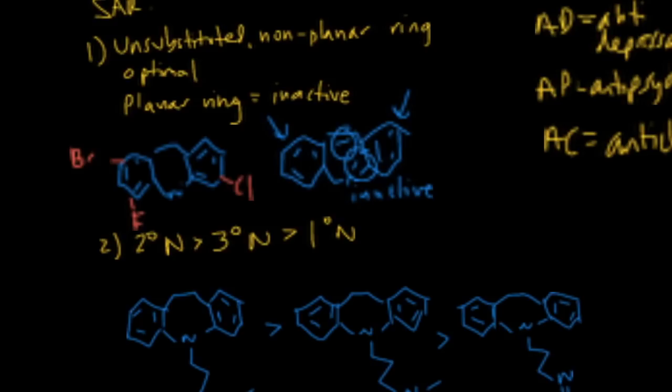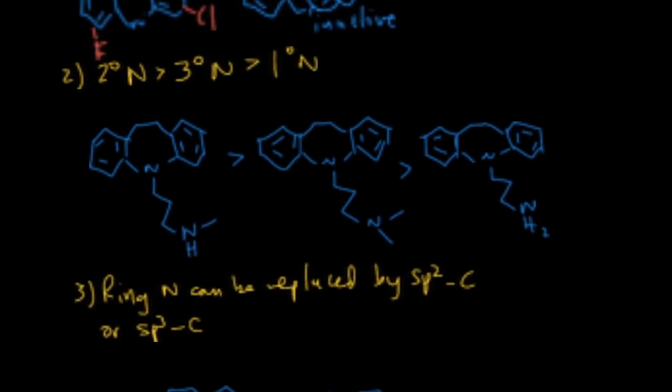Number two, secondary nitrogens are more important than tertiary nitrogens, which are more important than primary amines. So over here, you have a secondary amine, because you only have one, two carbons attached to it, which is more potent than this ring, which has three carbons, therefore it's a tertiary amine, which is more potent than this system over here, which has only one carbon attached to it, therefore it's only a primary amine. So secondary amines are more potent than tertiary amines, which are more potent than primary amines.